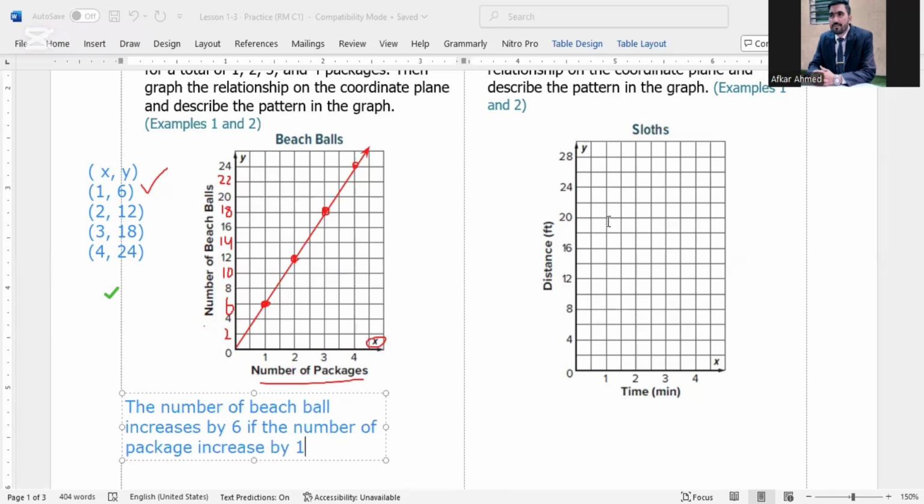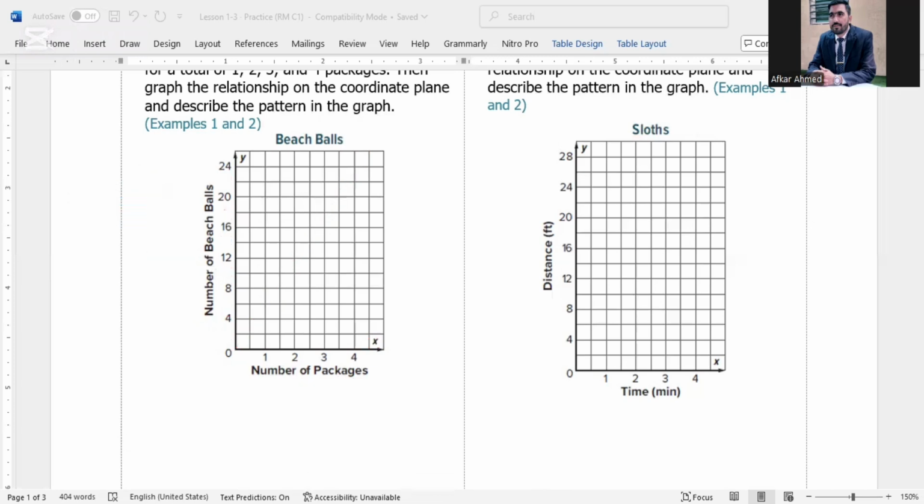Question number 2 is the same. You have to generate the ordered pairs like x and y. Maybe different numbers are given here. You can multiply or add. You can find the ordered pairs. Then you have to make the graph. Third, you have to write the statement, the relation between x and y. Okay, now let's move toward question number 2. Quickly, we will finish all of these points.